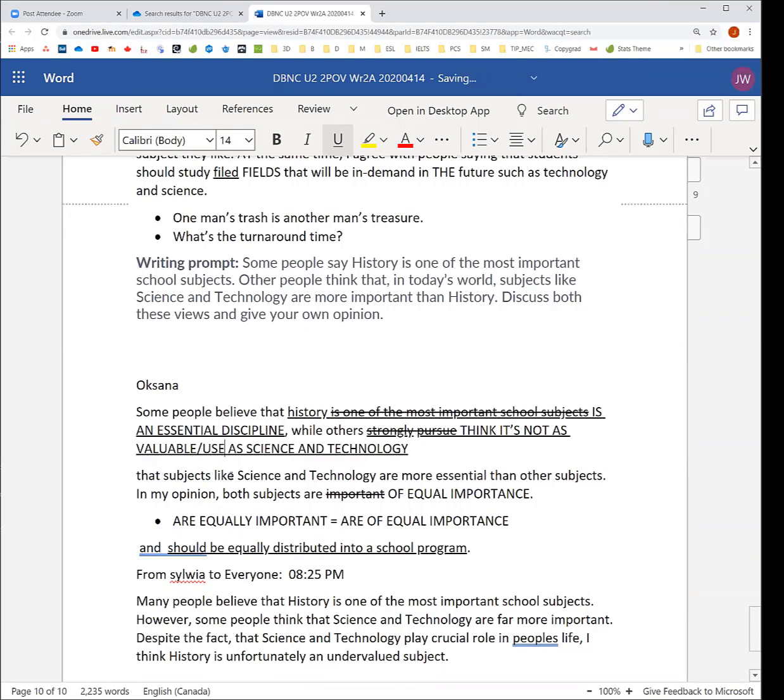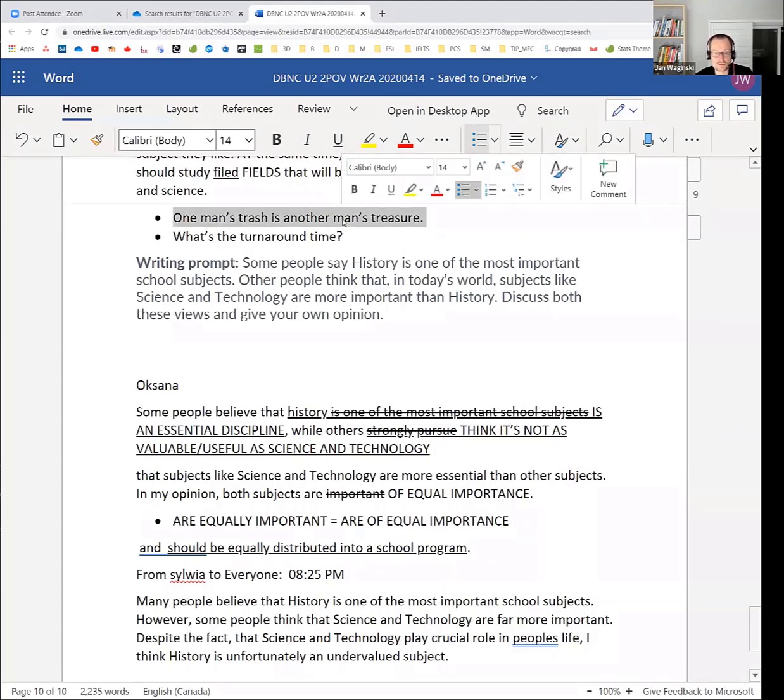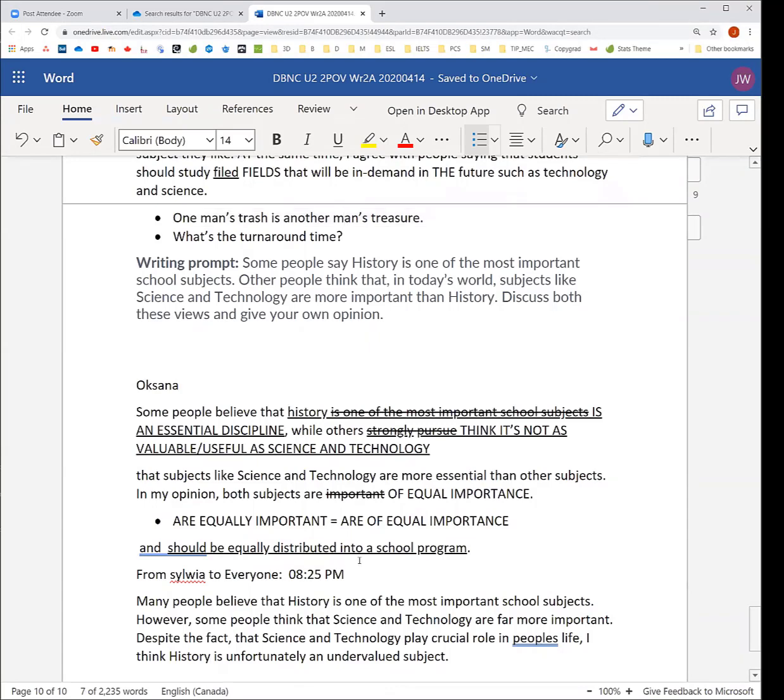Okay, can we use that word valuable? I thought valuable, it's like when you need to evaluate something, you know? Yes. And that's an opinion, right? So for one person, I wrote this, yeah, one man's trash is another man's treasure. Right, so this is, yes, a subjective idea, but that's why we're saying others think it's not as valuable or useful as science and technology. Because that's what this is about, right? What do people think is valuable?